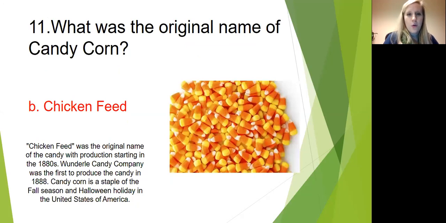Question 11. What was the original name of candy corn? And the answer was B, chicken feed. Chicken feed was the original name of the candy when the production started in the 1880s. Wonderly Candy Company was the first to produce the candy in 1888, and candy corn is one of the staple treats of the Halloween and fall season here in the US.